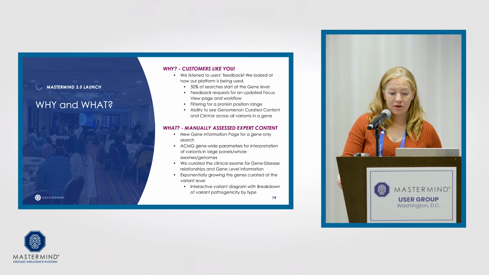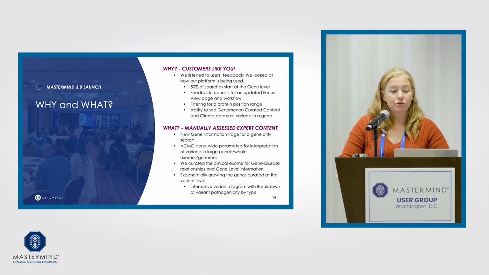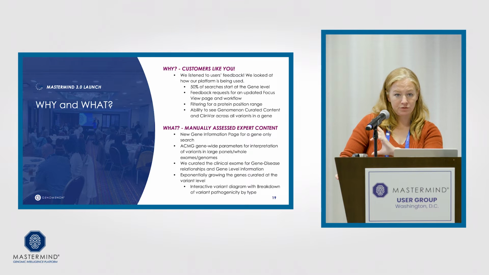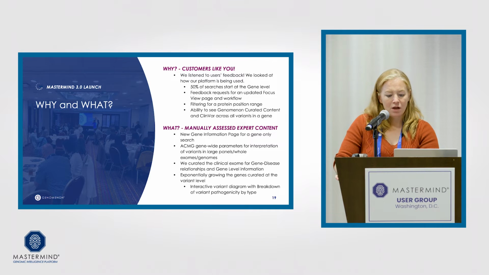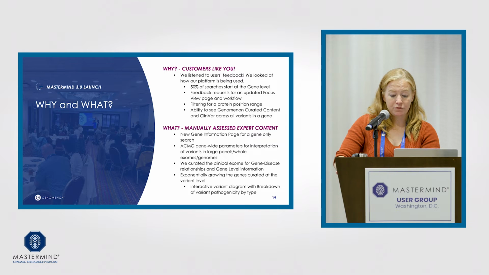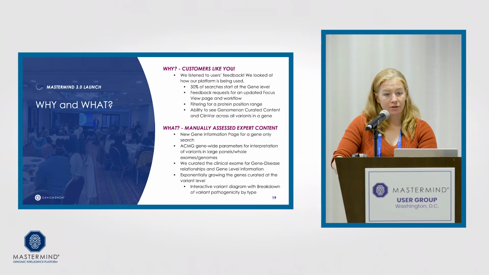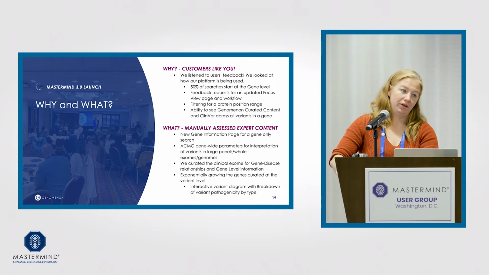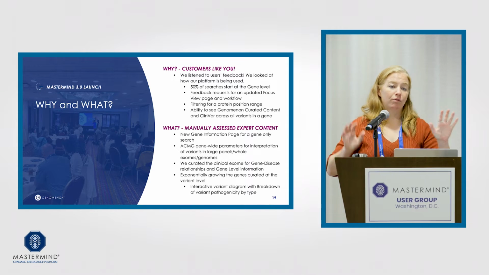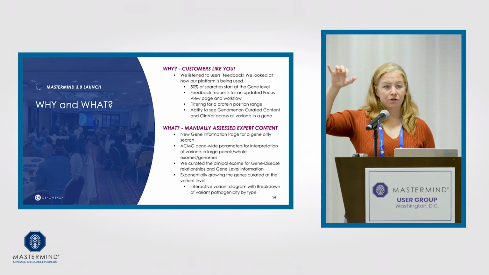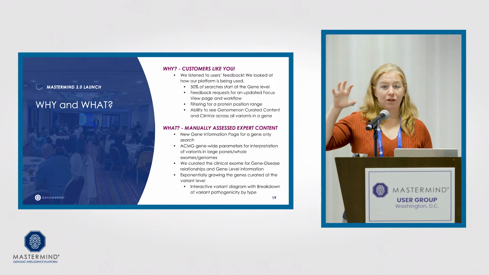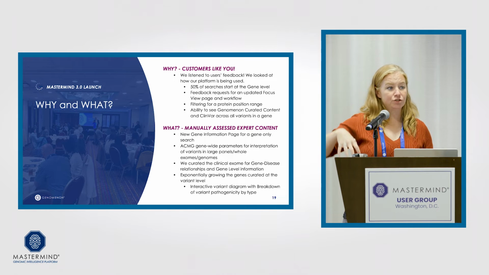So again, what is this then? We manually assessed this content. There's a new gene information page I will start to go through. We also are offering ACMG gene-wide parameters, and that's for interpreting variants, and you'll see I'll do some screenshots of each of these as we go. We have curated the clinical exome for gene-disease relationships and gene-level information, and we are exponentially growing the genes curated at the variant level. So we're doing both: gene-disease relationships and gene-level information for classifying novel variants that you may have in a gene.